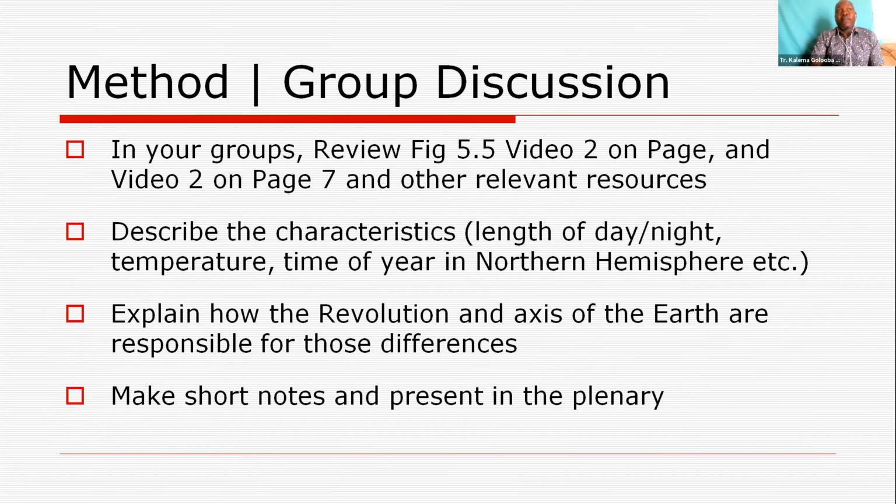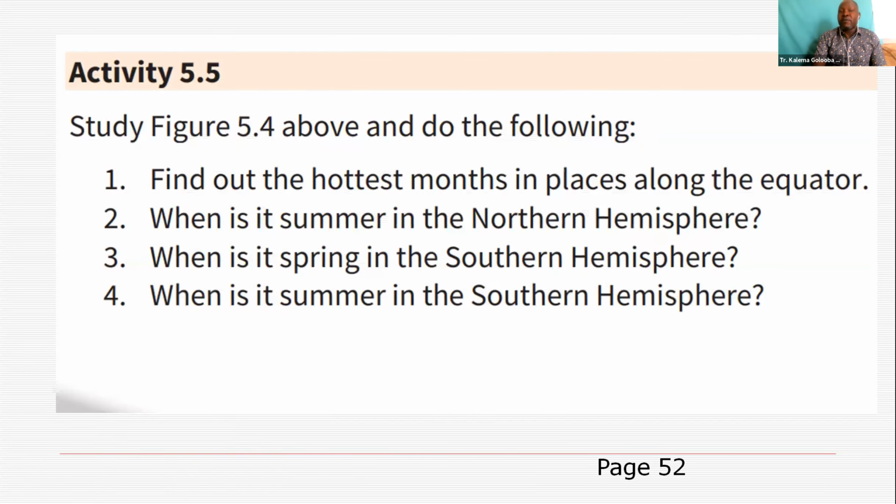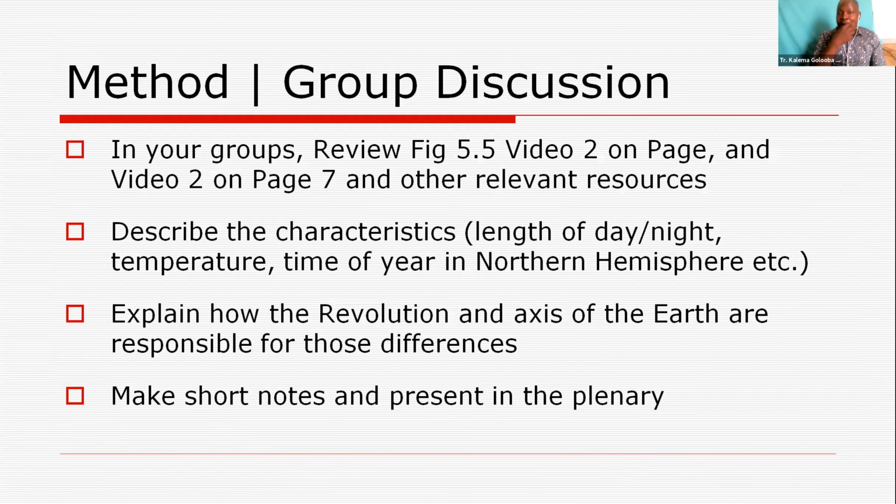The assignment today is as follows. I need you to do two things. We are going to combine the activity in your learner book, activity 5.5 first. We will do activity 5.5, and at the same time we'll have a discussion. How are we going to work? You're going to work in groups. I'll put you in groups which I'll classify: solstice, summer, etc. Then you review figure 5.5 in your learner's book. I think that is the one on page 52. You're going to review it.